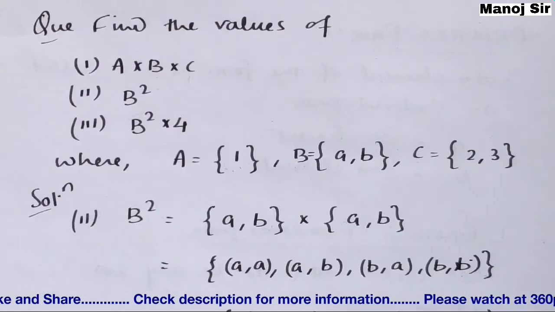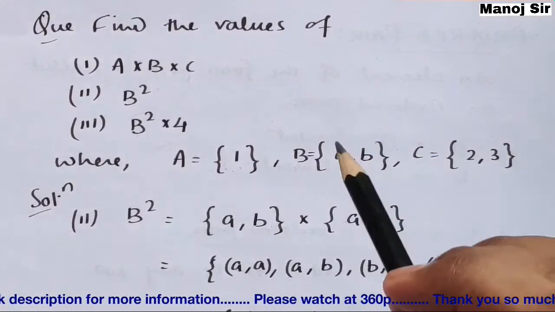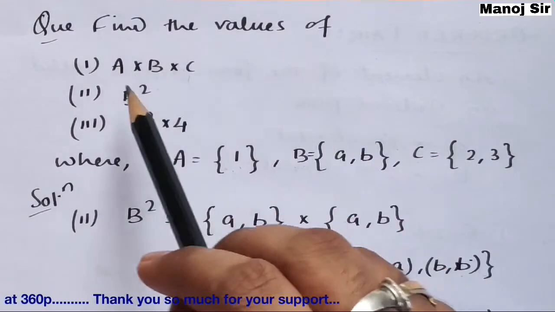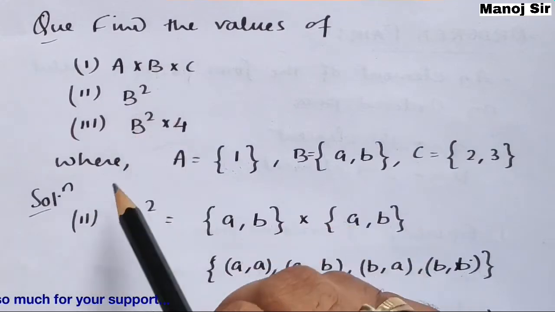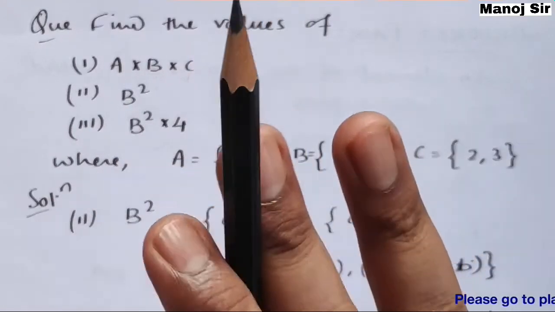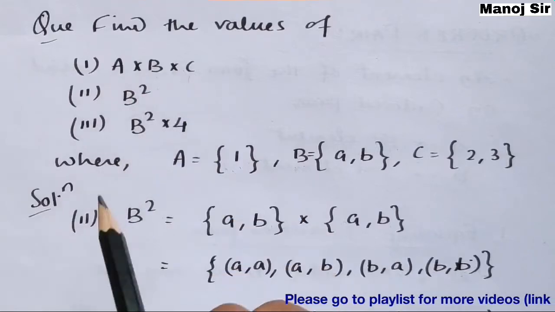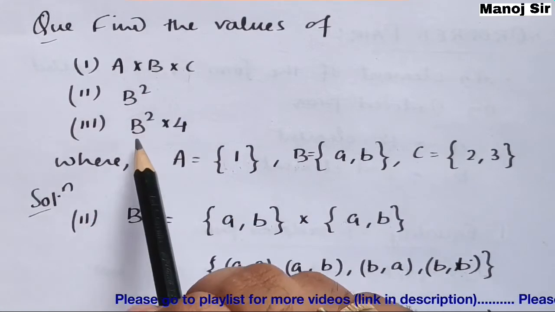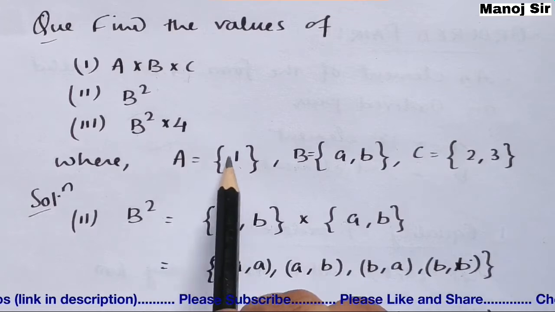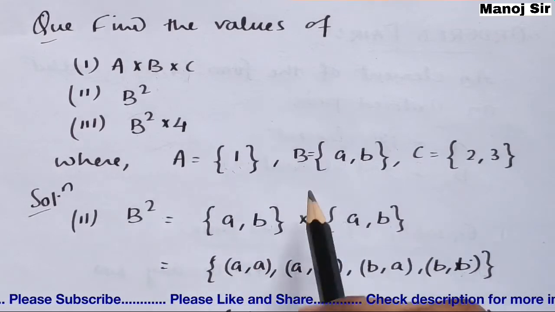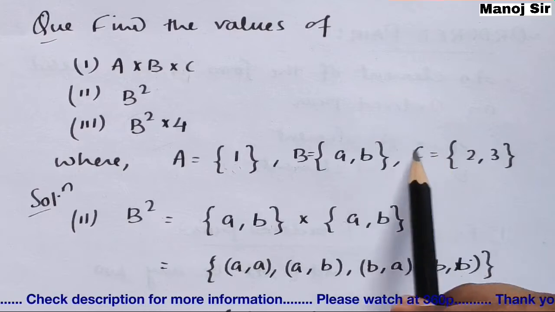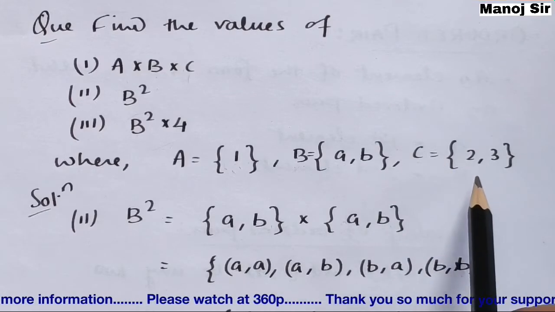Let us start. So here we have a problem. The question says find the values of A into B into C, B square and B square into 4. Here we have to find three values: first A into B into C, second B square, and the third B square into 4. Set A comprises only one element, that is 1. Set B comprises two elements, a and b. Set C comprises two elements, 2 and 3.